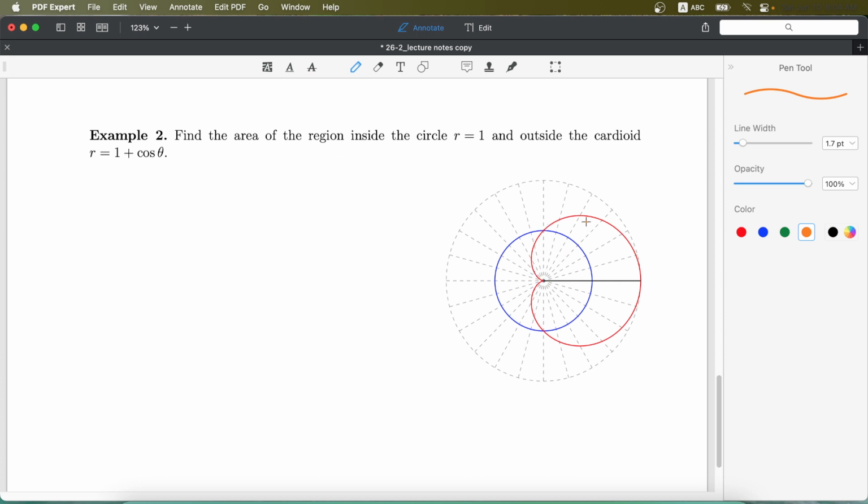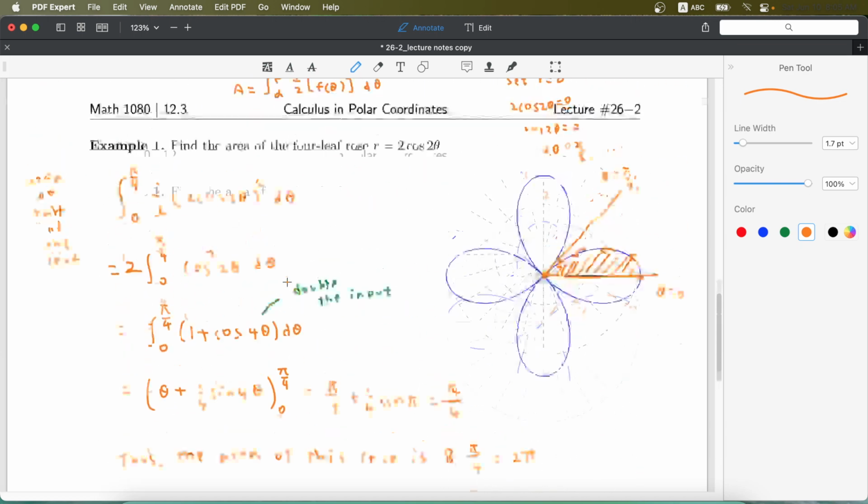So outside this red curve, the cardioid. So that should be this region right here. Right, that should be this region right here. So notice that right now we have two different curves. I want to find the area of this region. So of course we want to use the formula in the previous box.